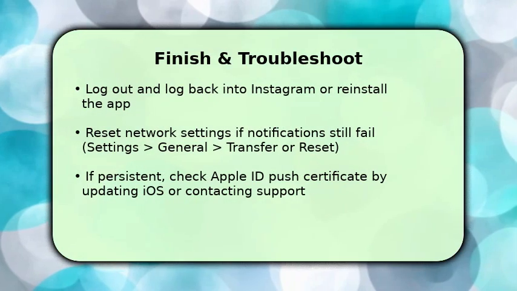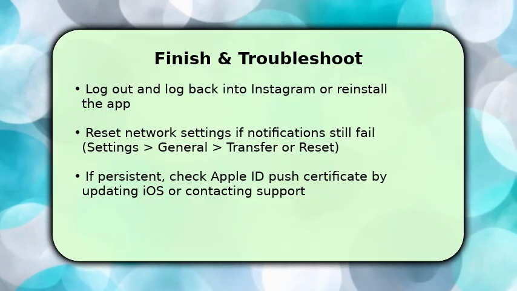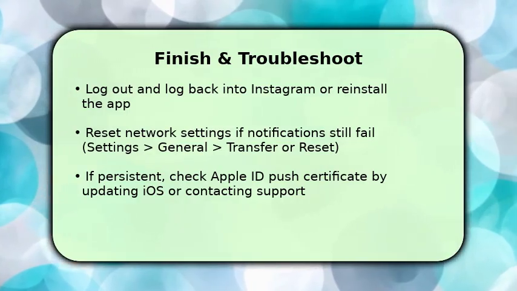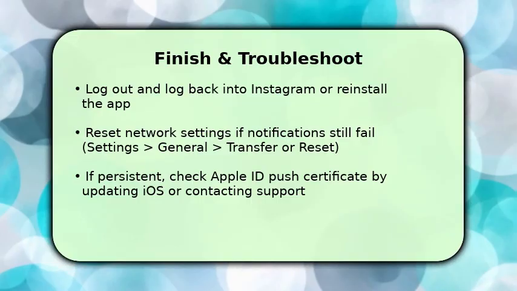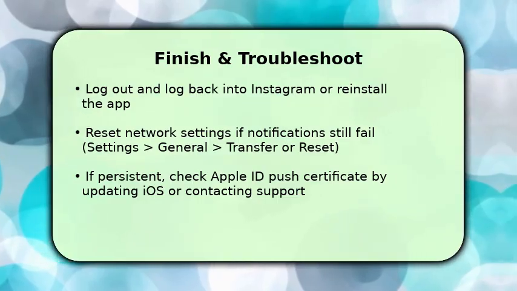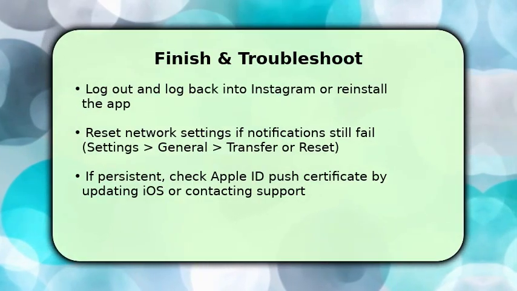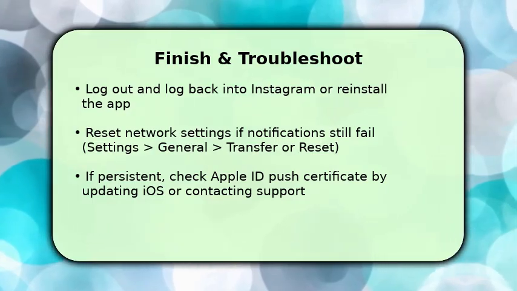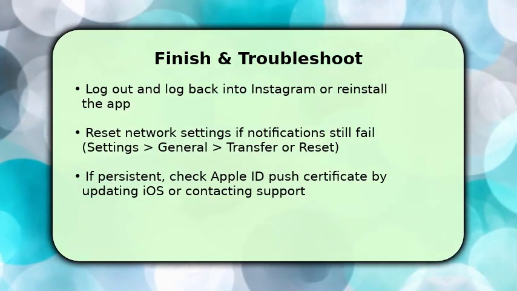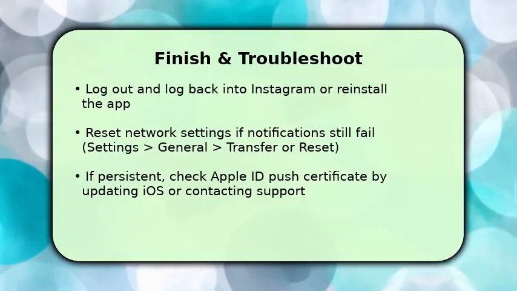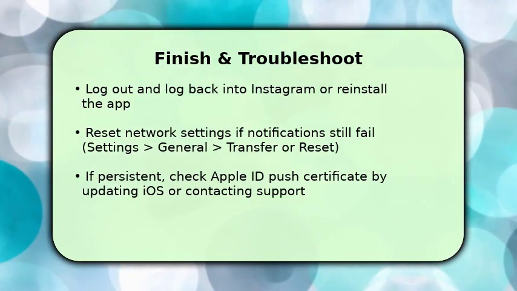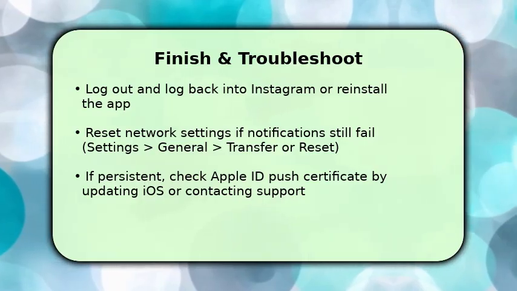To finish, take the final steps that re-establish account tokens and network links. Log out of Instagram and log back in. If that doesn't work, reinstall the app to force new push registration. If notifications still fail, reset network settings to clear problematic DNS or cellular settings. Remember, this removes saved Wi-Fi passwords.